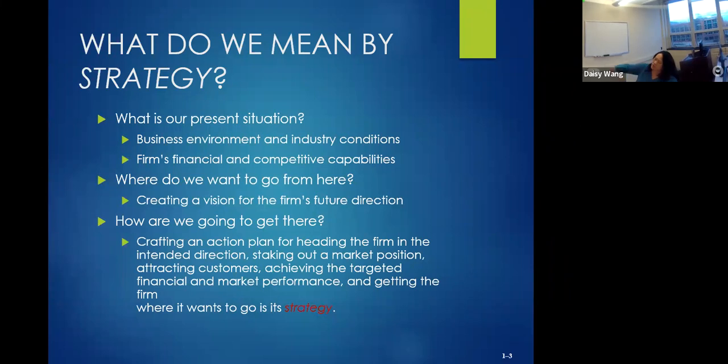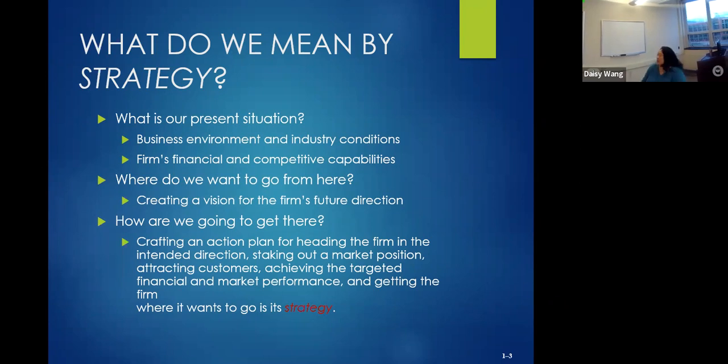In chapter 3, we are going to cover what exactly we look at when we are talking about business environment and the industry condition. And then in chapter 4, we're going to talk about the financial capability, the competitive capabilities. What do we mean by the firm's condition? And then where are we going to go from here? So our vision for the firm's future direction. And then how are we going to go there? How are we going to reach our goal? So that's the action plan.